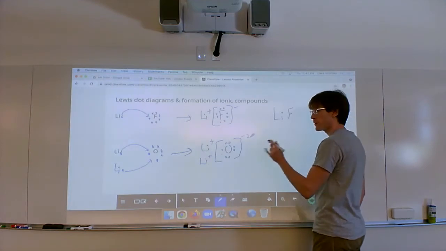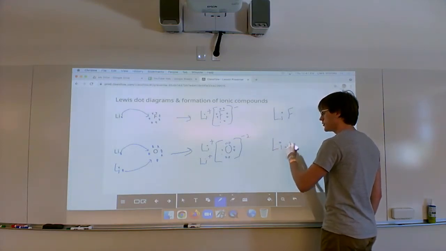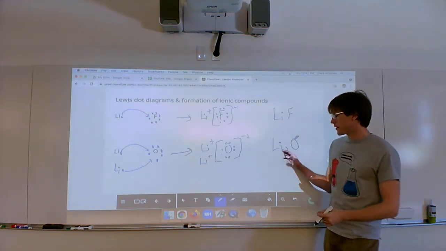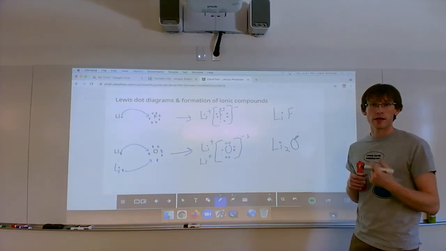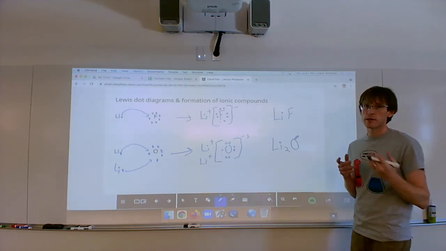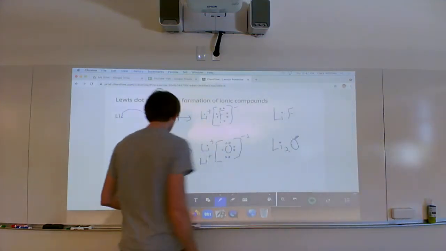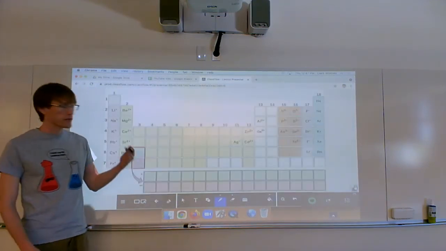And the formula for this compound would be Li2O, which may seem a little bit familiar. It's kind of like H2O. Note that hydrogen and lithium are in the same group, so they should form similar compounds, H2O, Li2O. Sodium would form Na2O as well, for example.